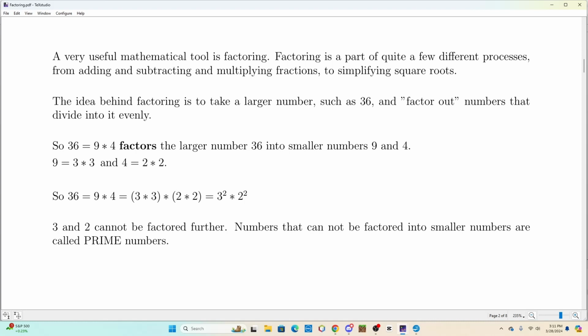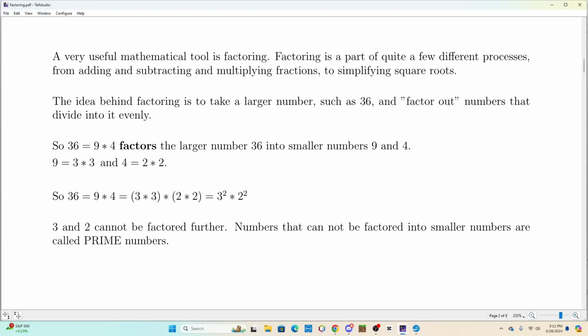A very useful mathematical tool is factoring. This tool is used consistently throughout mathematics, including adding, subtracting, and multiplying fractions and simplifying square roots. The idea behind factoring is to start with a larger number and factor out numbers that divide evenly into it, with all the factors when multiplied together equaling the original number.